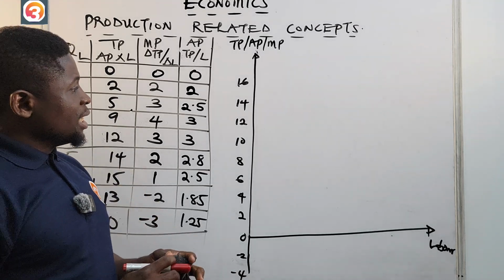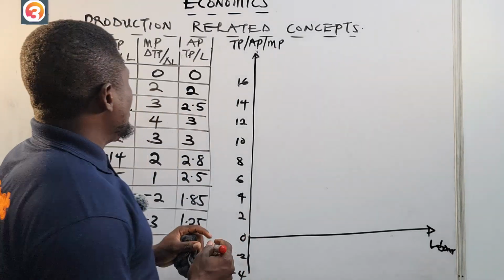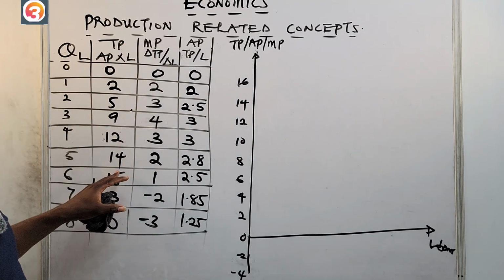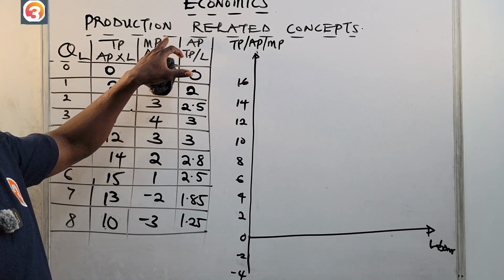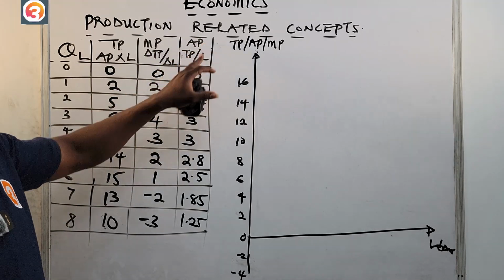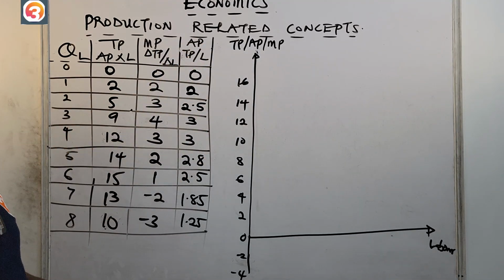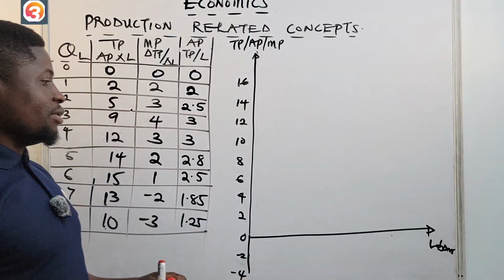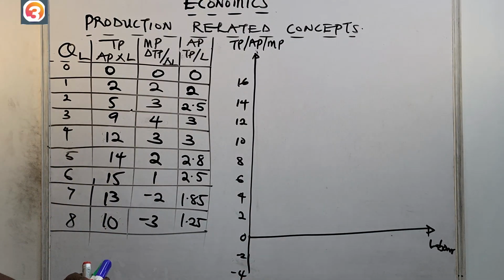Now we have our graph. We are going to plot TP, the values for TP first, against labor. Then we'll plot MP against labor, then we'll plot AP against labor. All right, so let us begin. Let me use different colors of markers so that it can be easier for us to grasp. For TP, I'm going to use the red marker. So let us go.